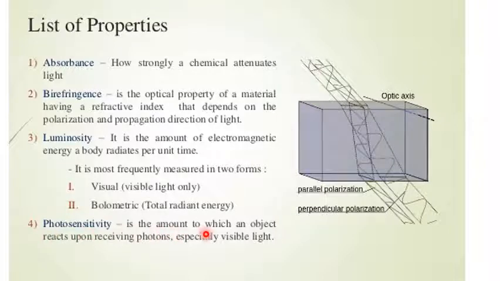Photosensitivity is the amount to which an object reacts upon receiving photons, especially visible light. Some substances are photosensitive when visible light photons fall on them. There come some chemical changes, a rearrangement, and this is called photosensitivity. A substance or object reacting upon receiving a photon is called photosensitivity.